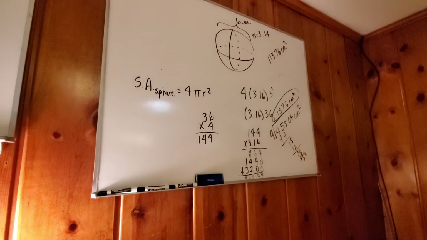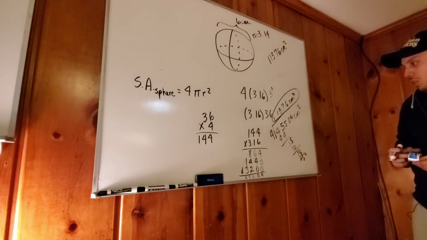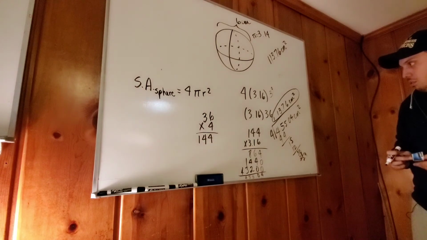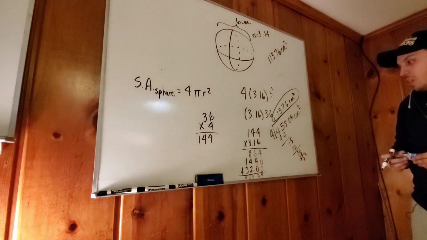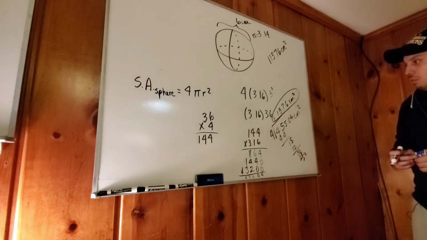So it's 113. This is what I got. 113.76 centimeters squared. Let's check with the book. They've got 113.06. 13. But they rounded down to 113. Yeah, 45 would be 44 and a 1 and a 5.